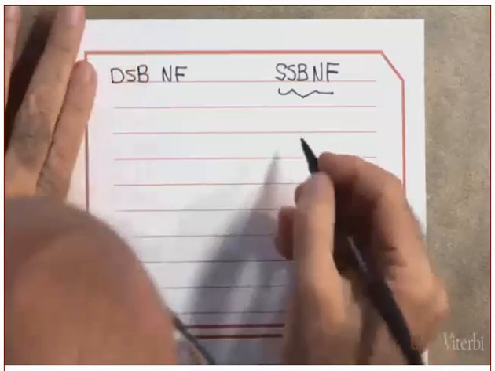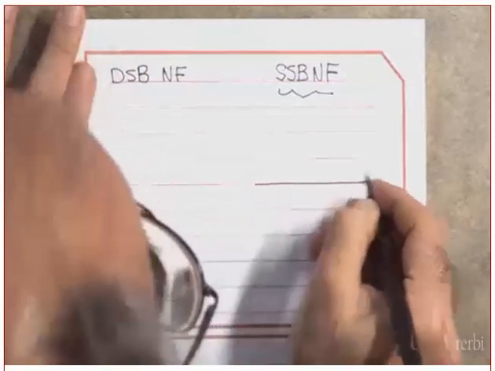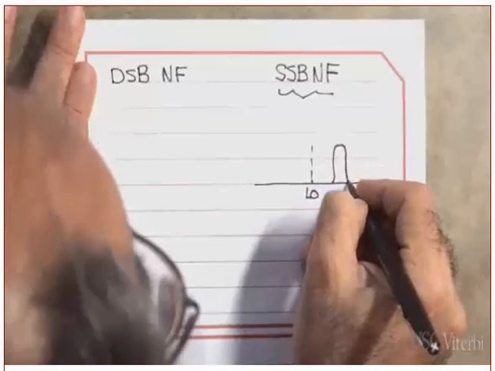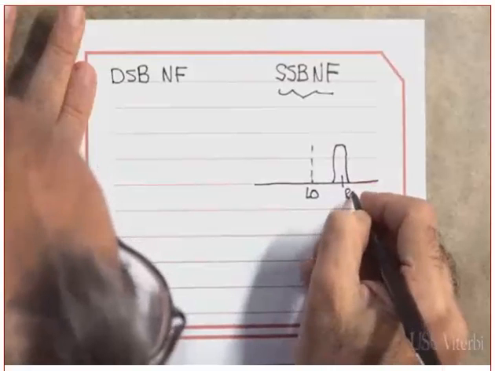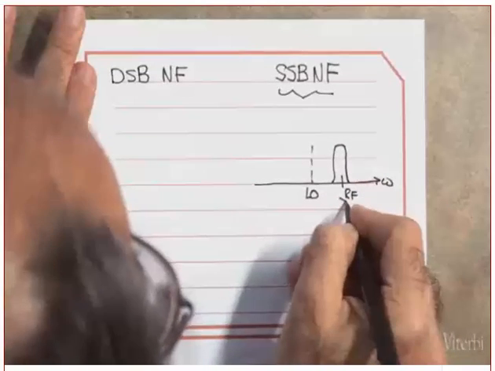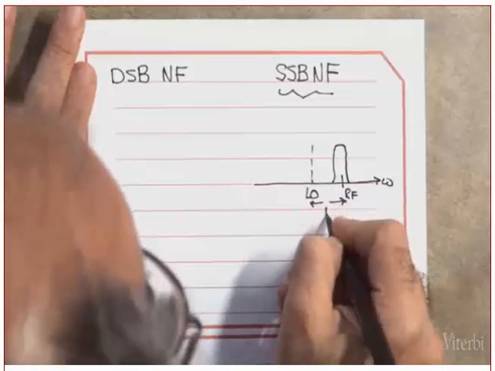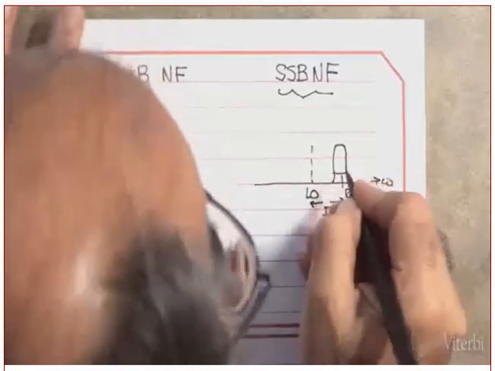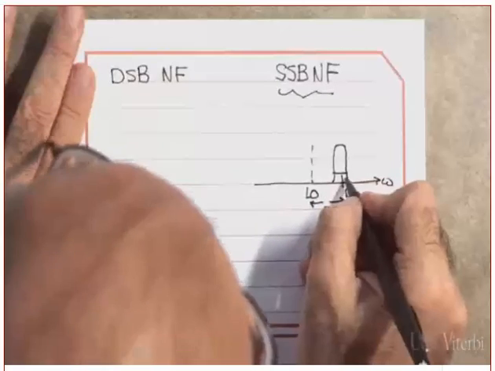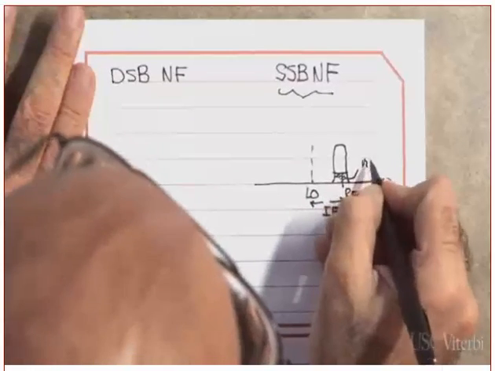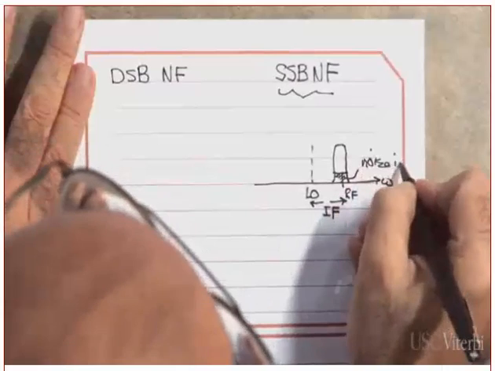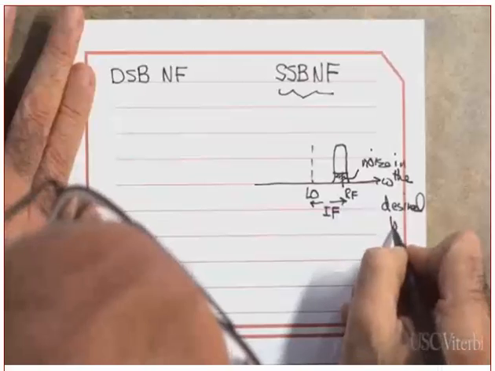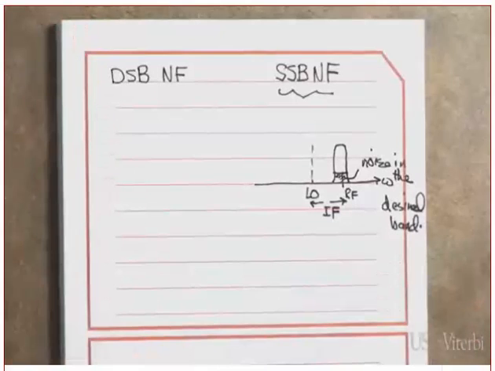No, you lost me here. Concentrate. This is the LO. This is the desired RF. This is omega. What is this from here to here? That's the IF. Yes or no? What did I sketch here? What is this? This is the noise in the desired band. Did you get my point?